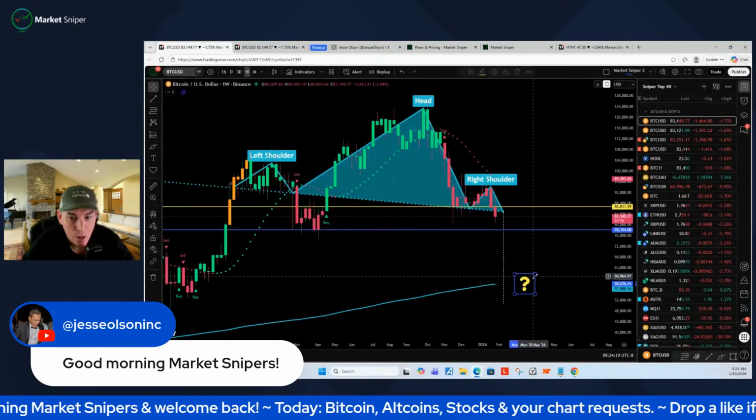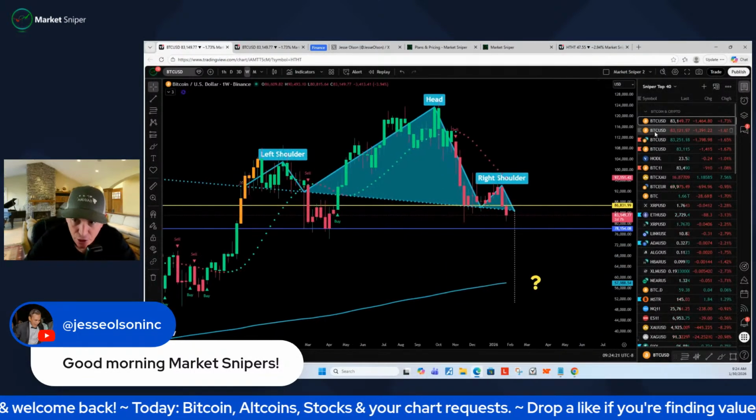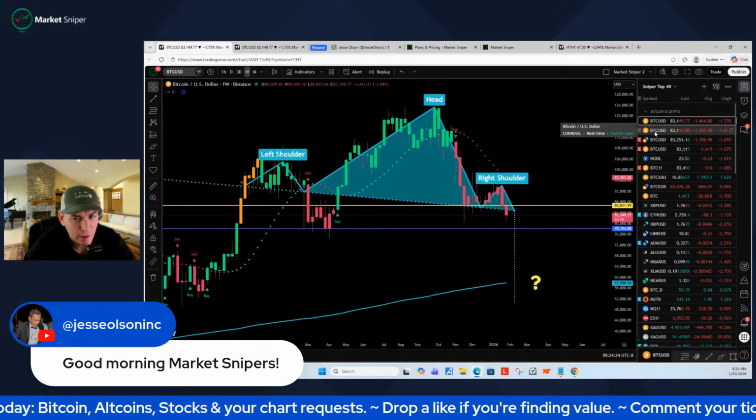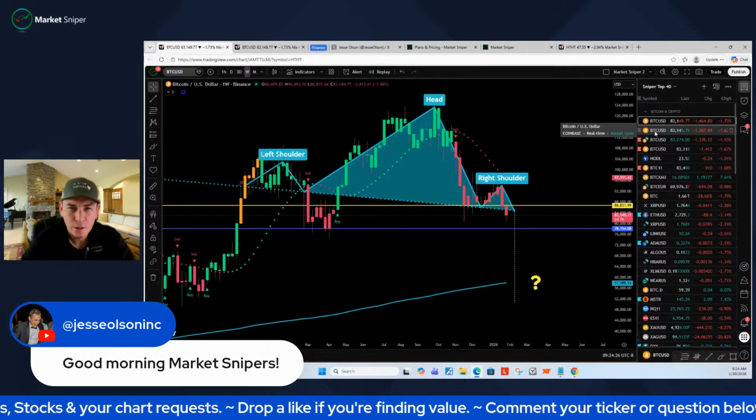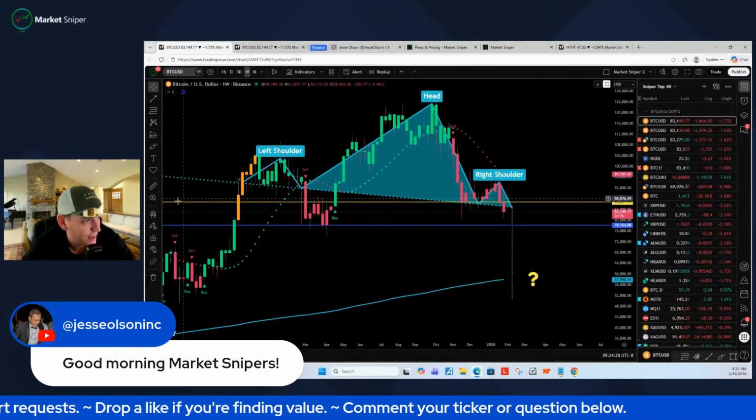So with that, that's the weekly chart. Left shoulder, head, right shoulder, question mark. Do you agree? Is this a head and shoulders pattern or not?